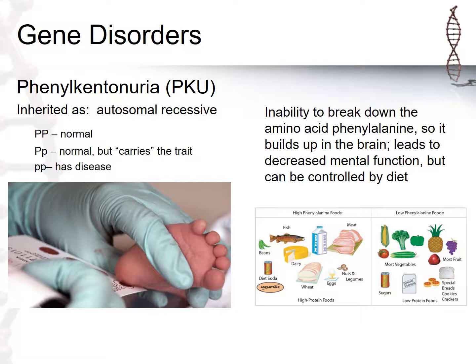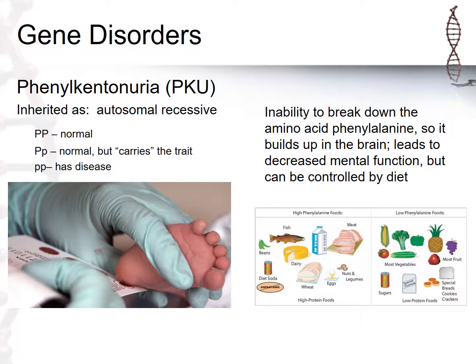Phenylketonuria. Everyone in this class has been tested for PKU. You're tested at birth. They do a little prick of your foot, put a little blood on a piece of paper, and send it off and check. It is autosomal recessive. You must have two copies of the gene to have it. What it means is you have the inability to break down the amino acid phenylalanine. This results in phenylalanine building up in the brain, which can result in retardation and other problems.